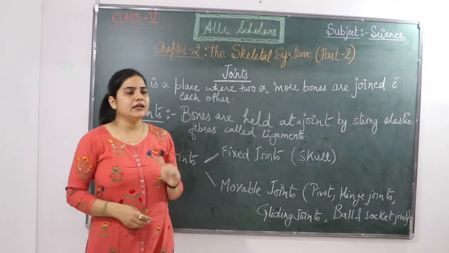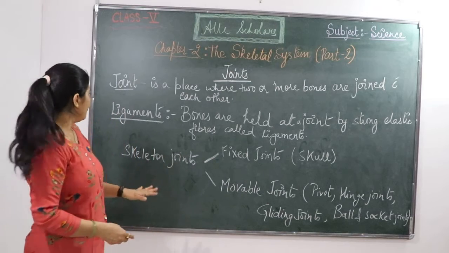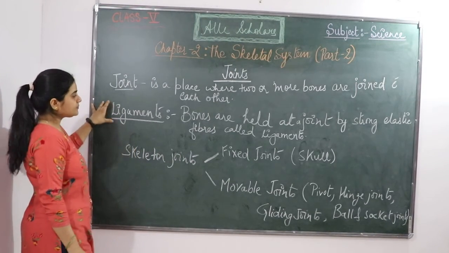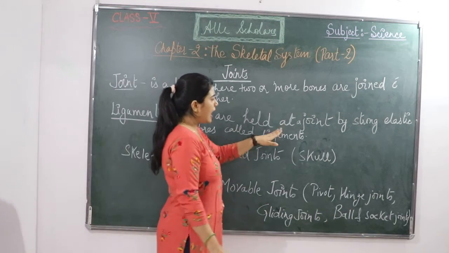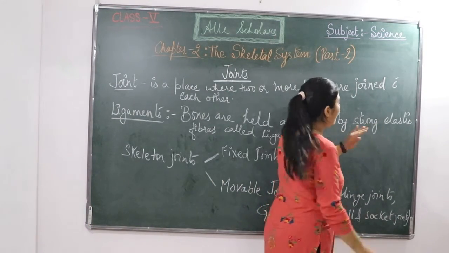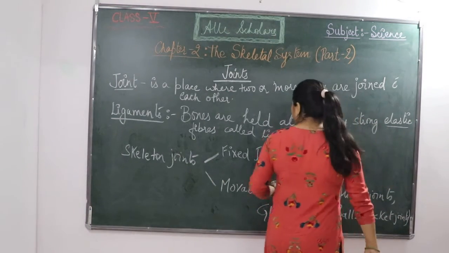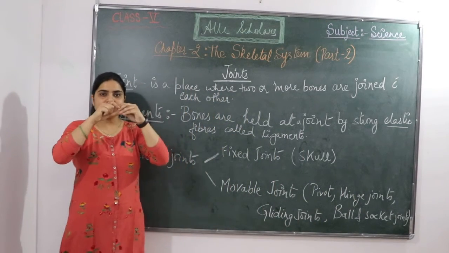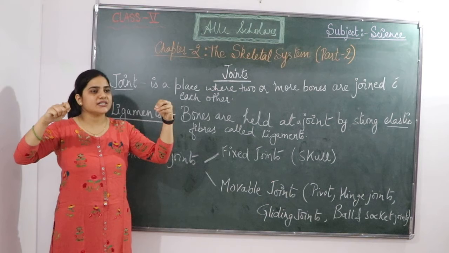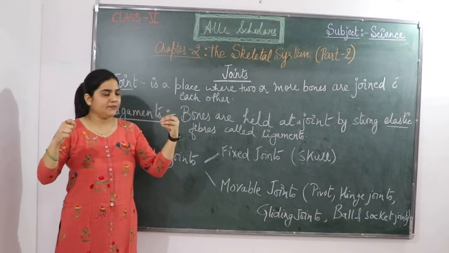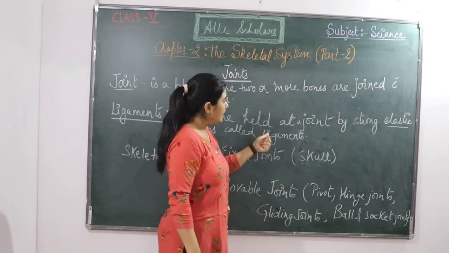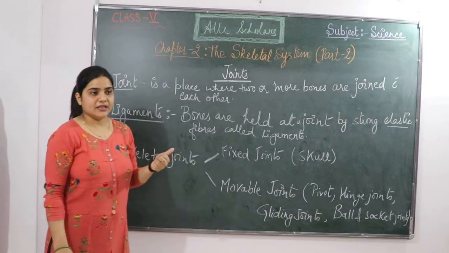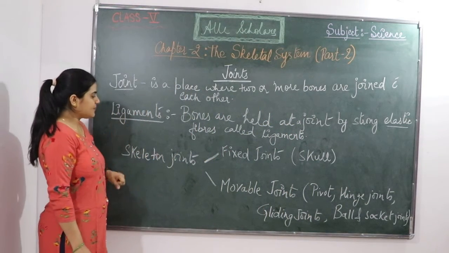Okay? So like this, there are different kinds of joints in our body. There is one more term that is called ligaments. So bones are held at a joint by strong elastic fibers called ligaments. Okay, elastic means something which we can stretch, which is stretchable. So bones are held at a joint by strong elastic fibers called ligaments. Okay, so these are ligaments.